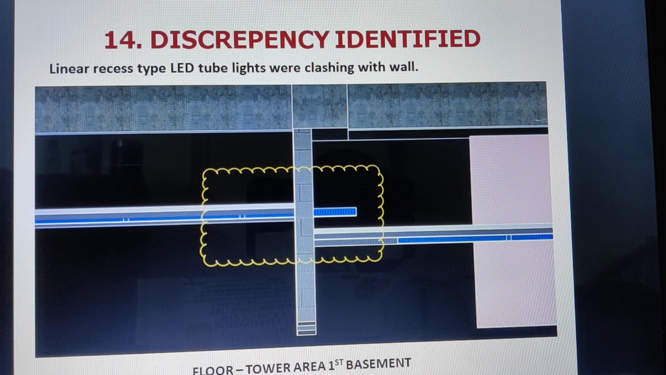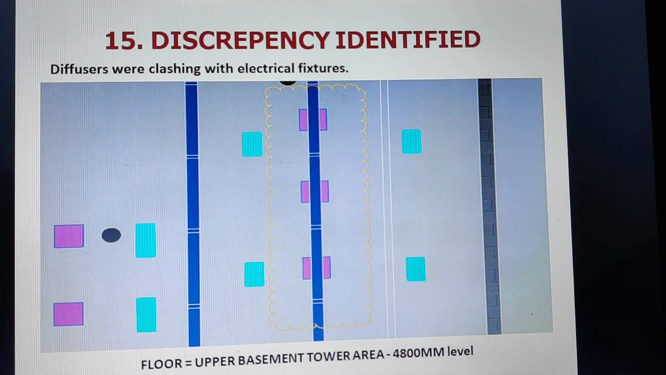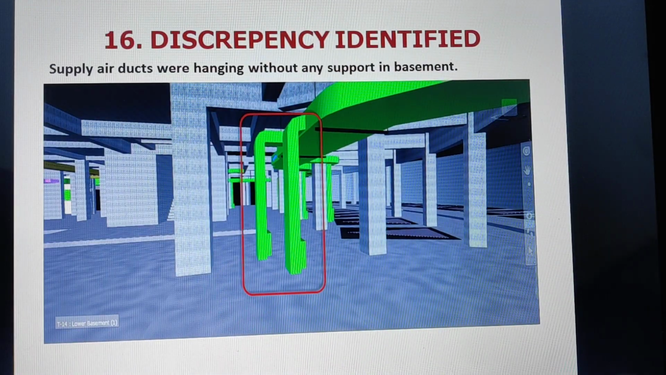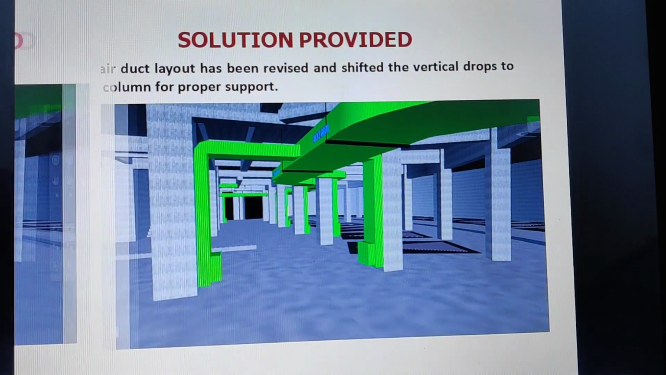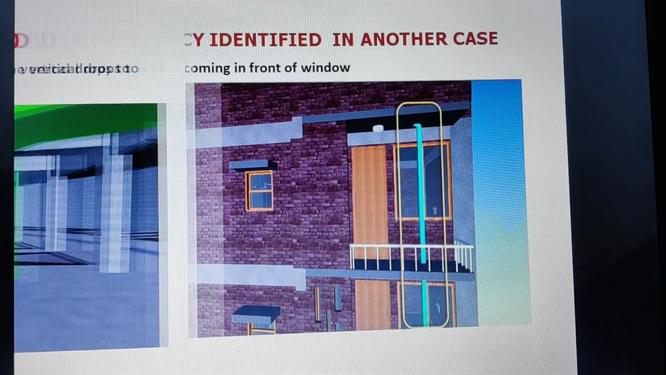Then lighting, even linear recess type LED tube lights were clashing with the wall. So they were moved a little away. And then you see diffusers were clashing with electrical fixtures. So then this solution was achieved. Then you see supply air ducts were hanging without any support in the basement. This was corrected, and the support was taken along with the columns.